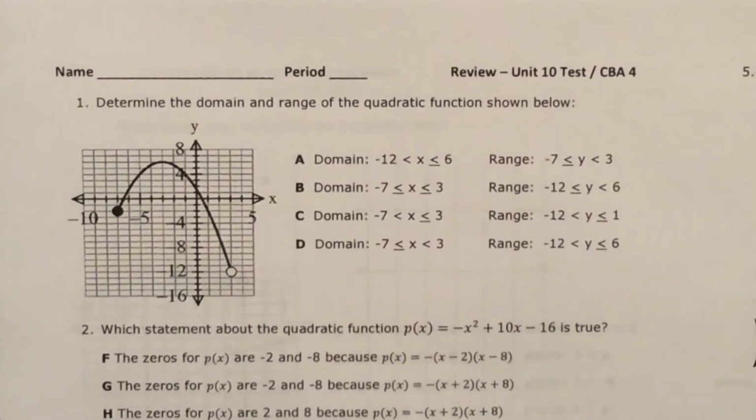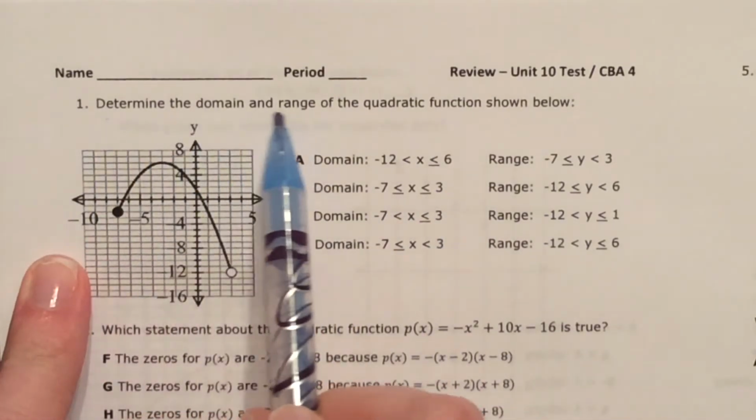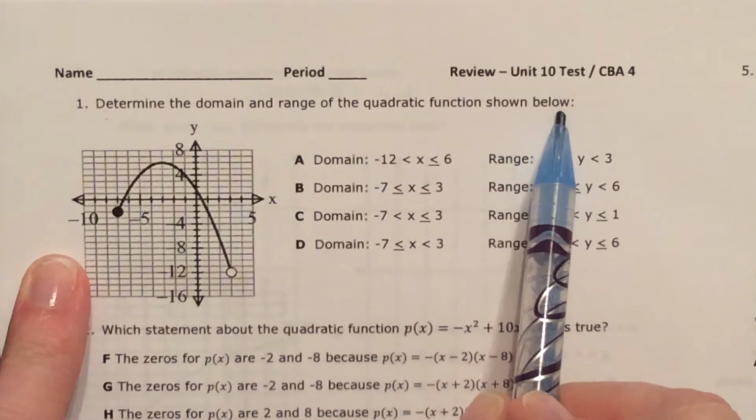This is the Unit 10 test review. CBA 4 is made by the district, so we're going to have some review questions on here. So determine the domain and range of the quadratic function shown below.